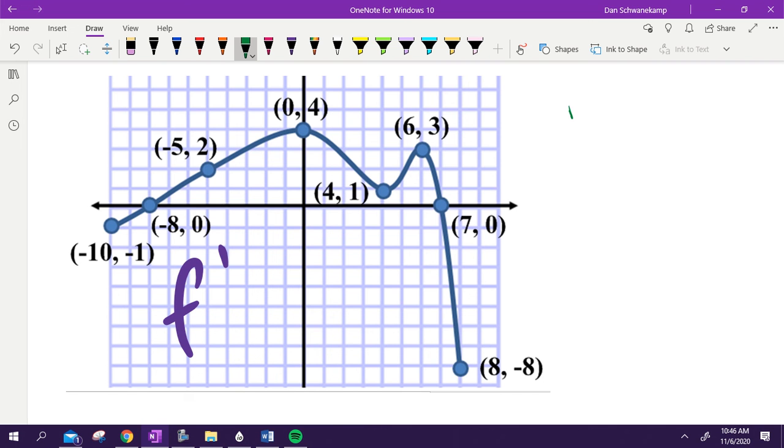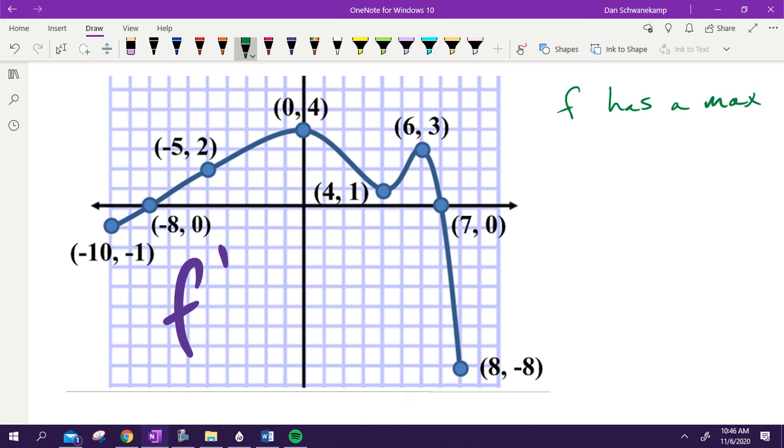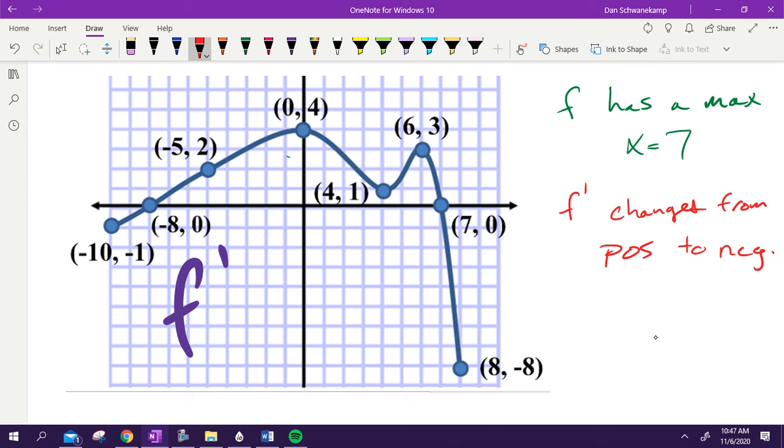Talk with your neighbor. Figure out where f has a max and come up with the correct justification. Where does f have a max and have the right justification? Talk. Show me with your fingers. Where do you think f has a max? You have a max at x is equal to 7. Before you even write that down, though, I would expect you to have a justification. Michael, what's your justification here? F prime changes from positive to negative. That is the only justification you can have, and have it exactly like that.